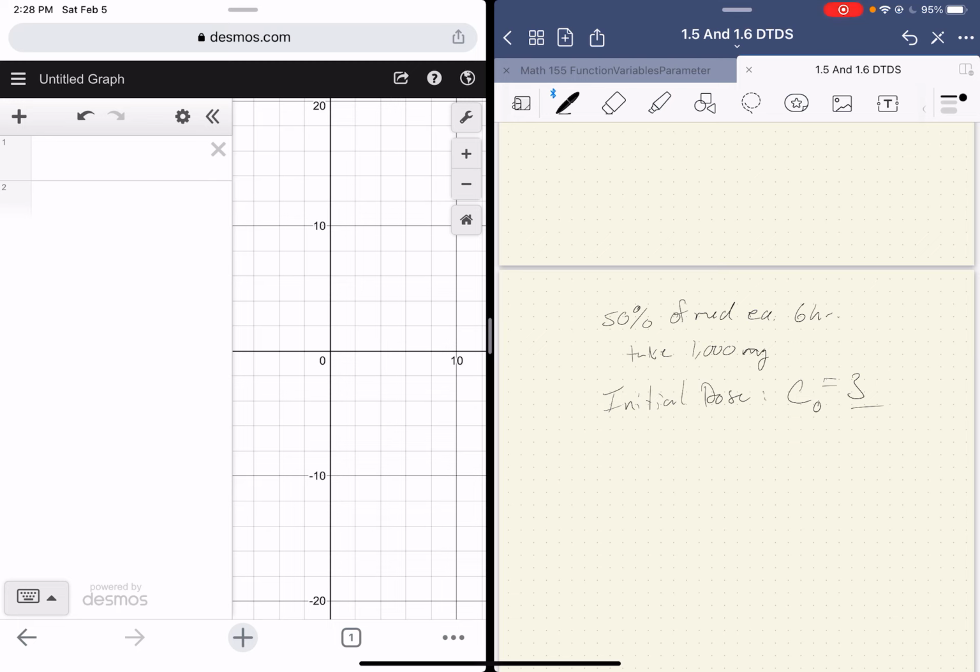Okay, now as far as my updating function, 6 hours later, so C sub t plus 1, in the span of 6 hours, I lose half of whatever the concentration was. I'm excreting half of it, my liver processes half, whatever. But then I take a pill that has 1,000 milligrams. So I have 1/2 of my old concentration plus 1 because I'm upping by 1,000 milligrams.